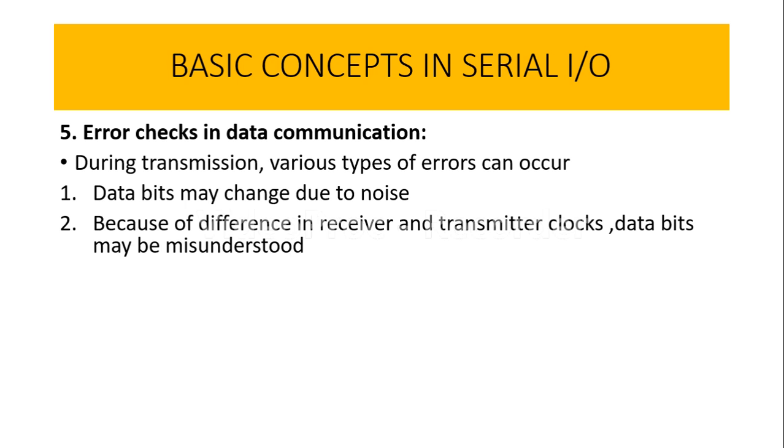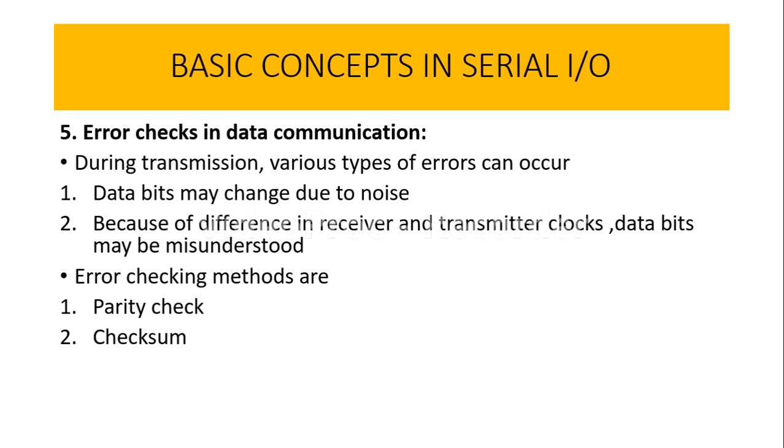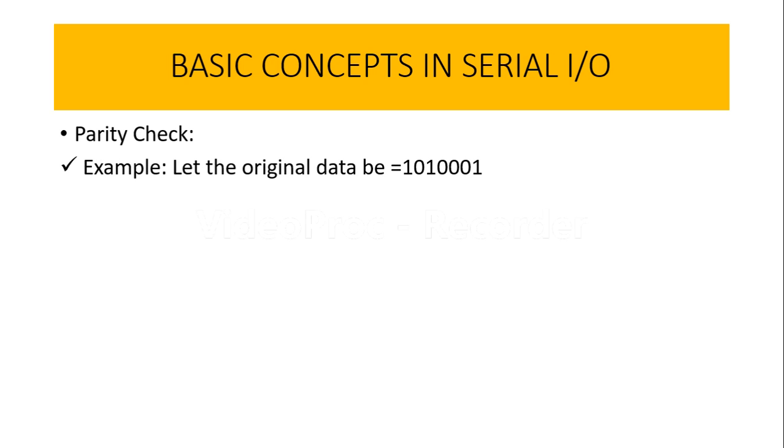If we talk about the different error checking methods, we have methods like parity check, checksum and cyclic redundancy check. Now let us see how exactly these error checking methods work. First, starting with the parity check. As we know, we use the parity check to ensure accurate data transmission.